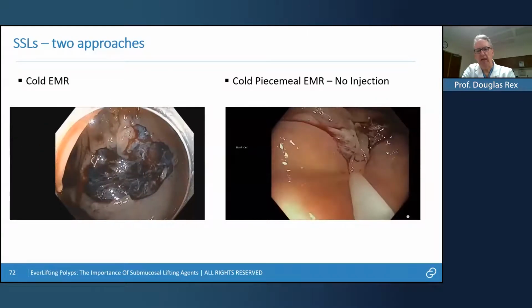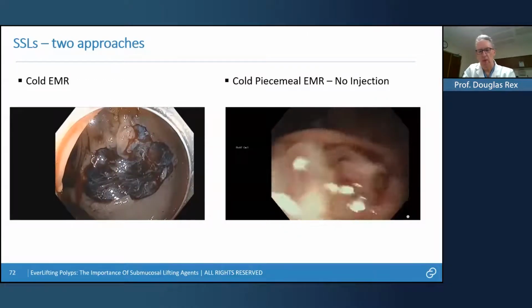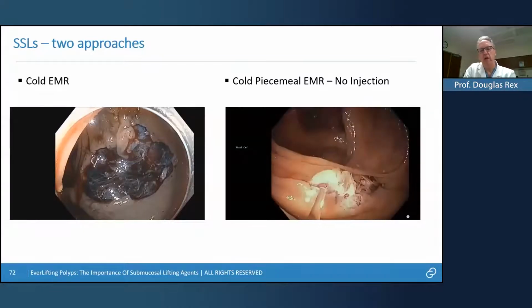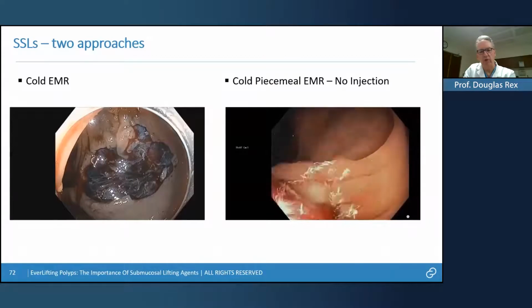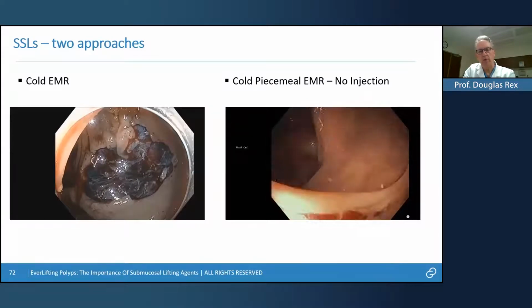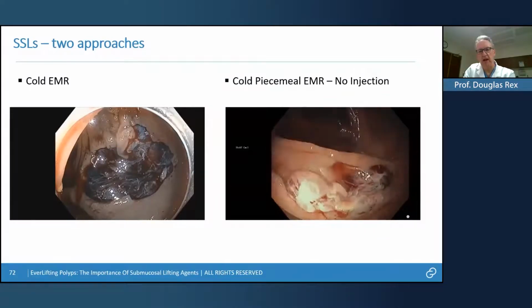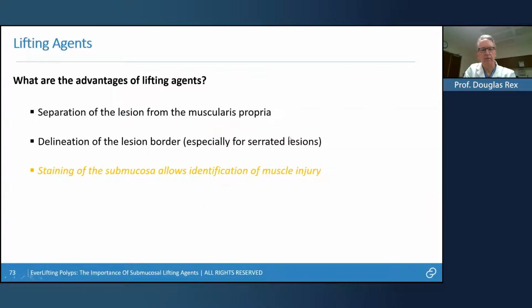The technique on the right is faster. I imagine we'll see a randomized controlled trial, but I would say that cold injection is now reasonably well established from observational studies for the whole spectrum, including lesions of any size in the serrated class.